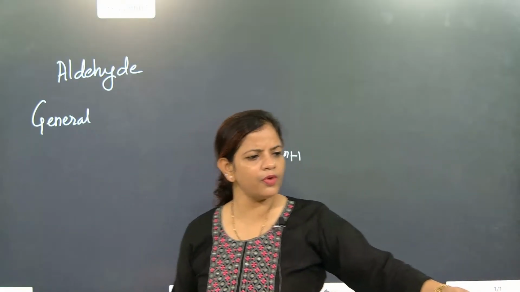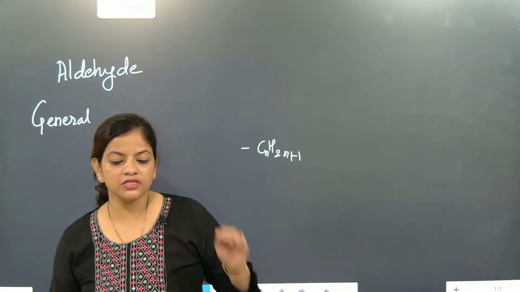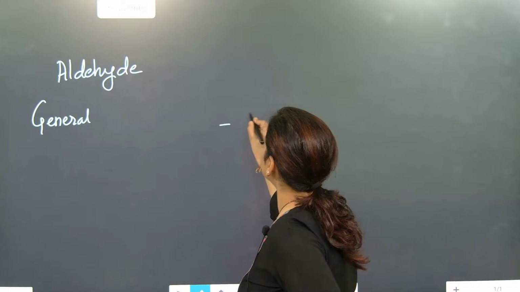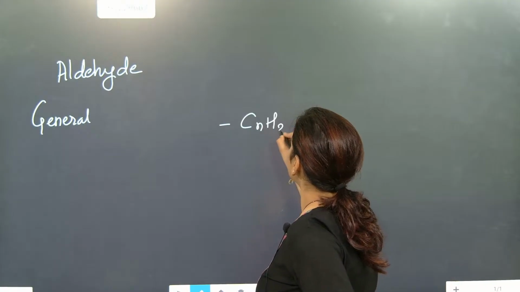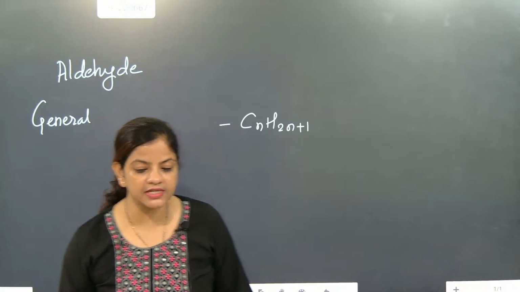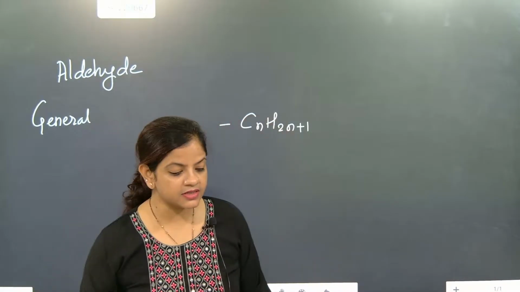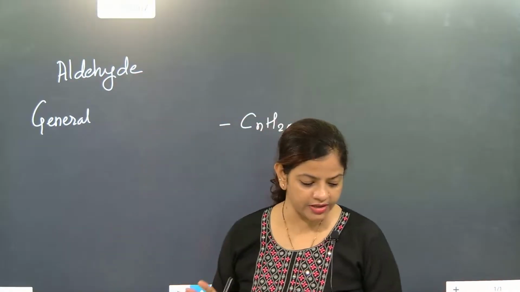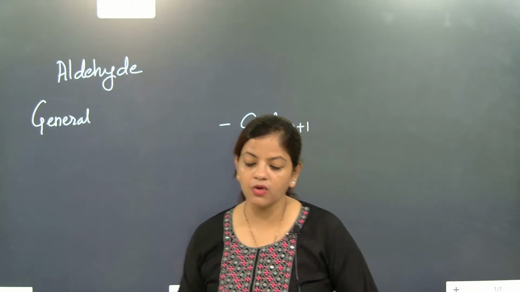Very good. So now this is exactly coming as the alkyl part. CnH2n+1, with an open bond, is considered as the alkyl group. Now what we are going to do here is talk about aldehyde.